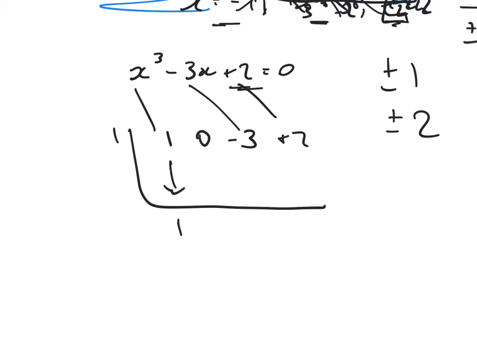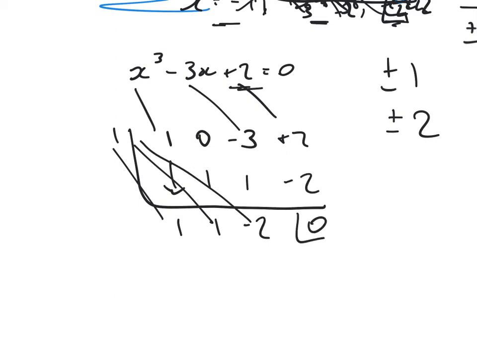Drop the 1 down. 1 times 1 is 1. Then 1 plus 0 is 1. 1 times 1 is 1. 1 minus 3 is minus 2. Minus 2 times 1 is minus 2. 2 minus 2 is 0. So r equals 0. Therefore, x minus 1 is a factor.